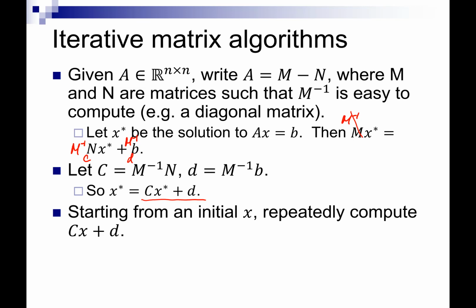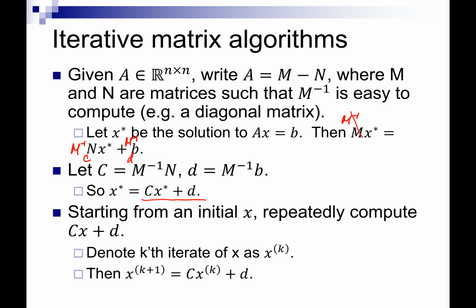Let's call that x1. Then we plug that x1 into the formula again, so you compute C times x1 plus D. That gets you a new vector, which we call x2, and then you plug that back in. You just keep doing this. Say that after doing this k times, you get a certain vector x of k. Then for the next iteration, you compute x of k plus 1, which is equal to C times x of k plus D.